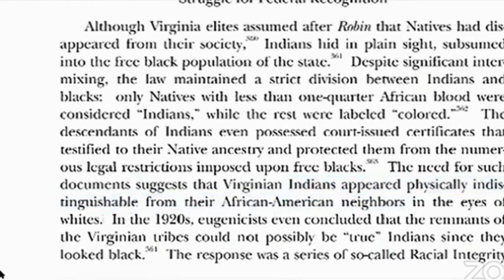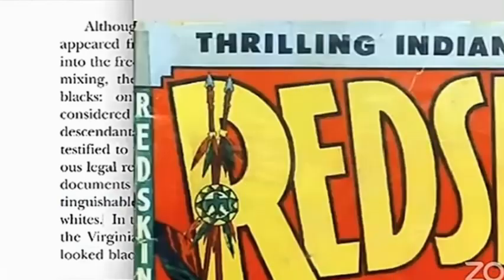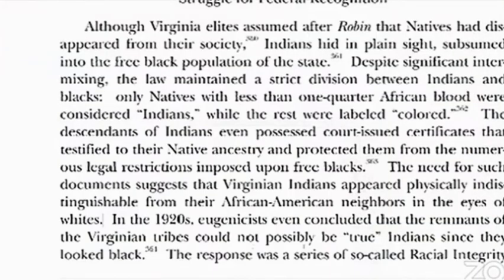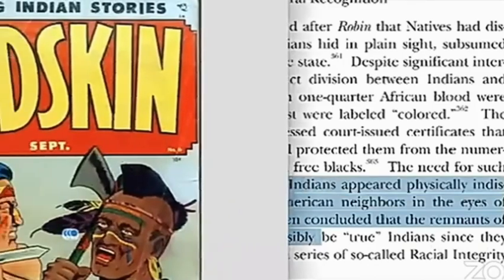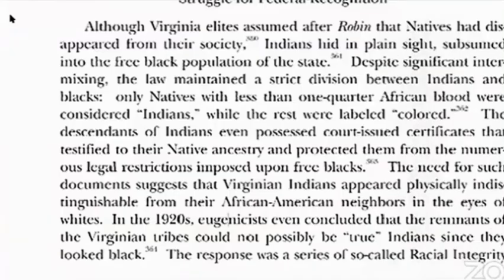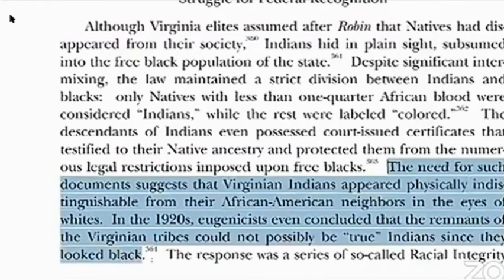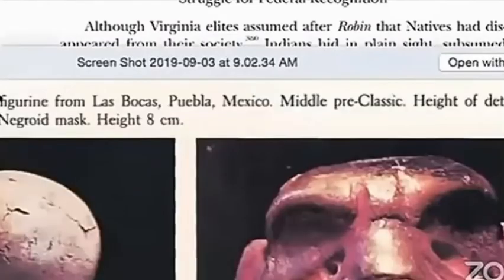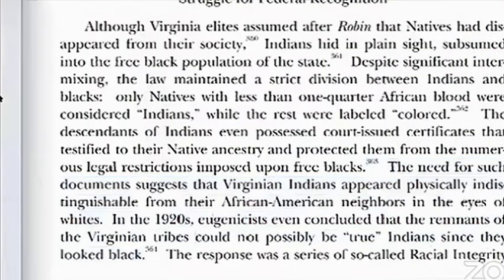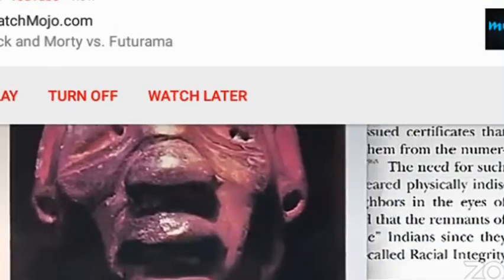In the 1920s, eugenicists even concluded that the remnants of the Virginian tribes could not possibly be true Indians since they looked black. And who's the dude who started the eugenics movement? I believe it was Charles Darwin's cousin. These people had an agenda. We already heard the scientific dogma emerging, right? That was making Africans, if you were called African, then you were less human and you could be enslaved. Basically, you're dark-skinned. And that was all Darwinism; eugenics did the same.